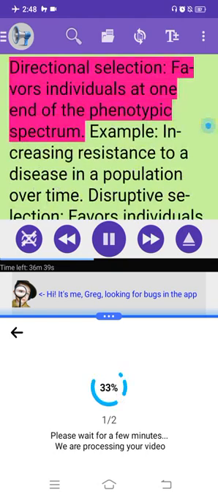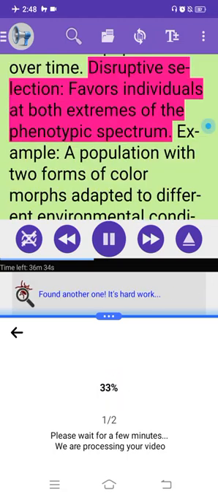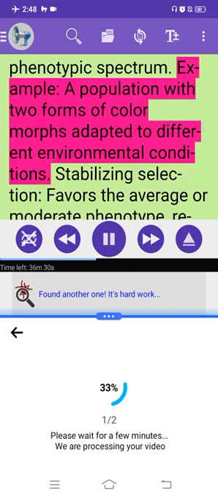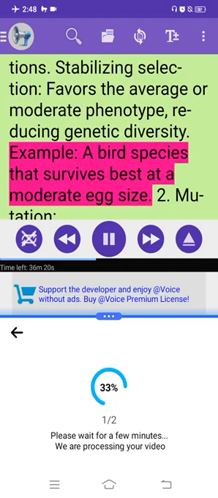Types of natural selection. Directional selection favors individuals at one end of the phenotypic spectrum. Example, increasing resistance to a disease in a population over time. Disruptive selection favors individuals at both extremes of the phenotypic spectrum. Example, a population with two forms of color morphs adapted to different environmental conditions. Stabilizing selection favors the average or moderate phenotype, reducing genetic diversity. Example, a bird species that survives best at a moderate egg size.